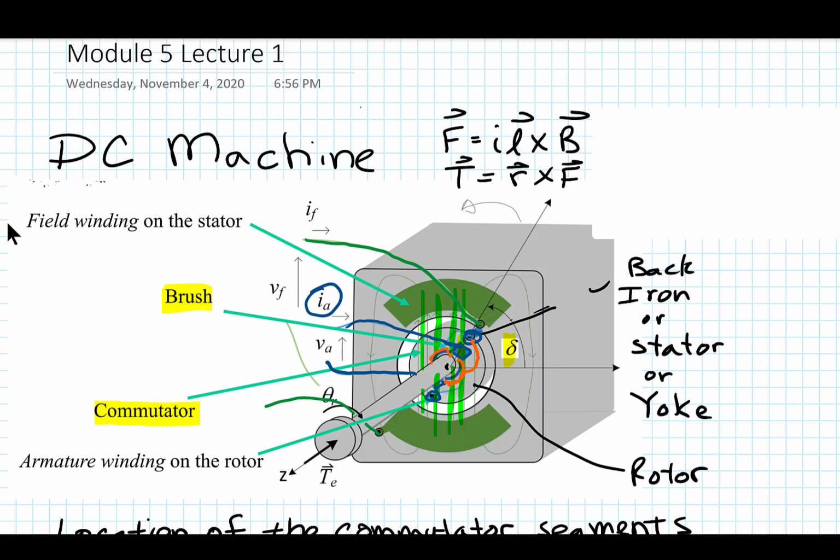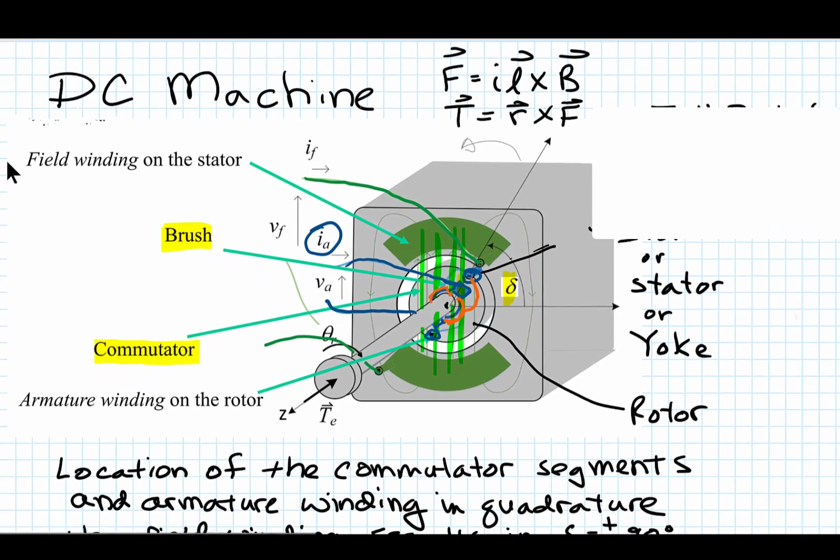And at that point, it's going to flip the polarity of the current. The effect of this is that it maintains a fixed direction of current with respect to the field flux, regardless of the position of the rotor. We'll show this in much more detail when we get into Module 6 and discuss the DC machine. The bottom line is that you get the current onto the rotating part through brushes and commutators.